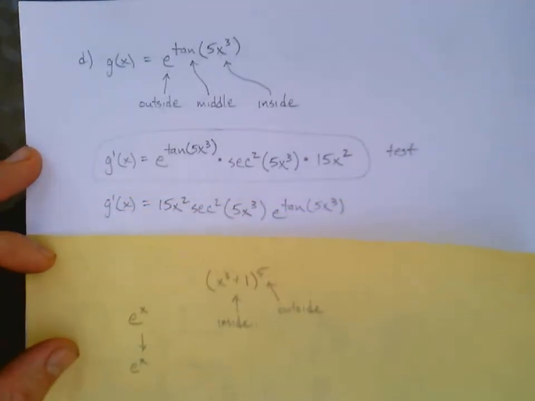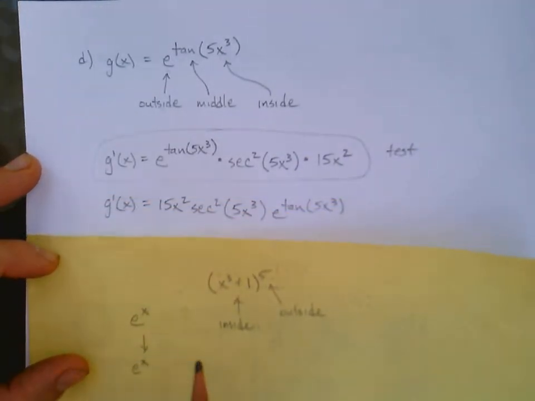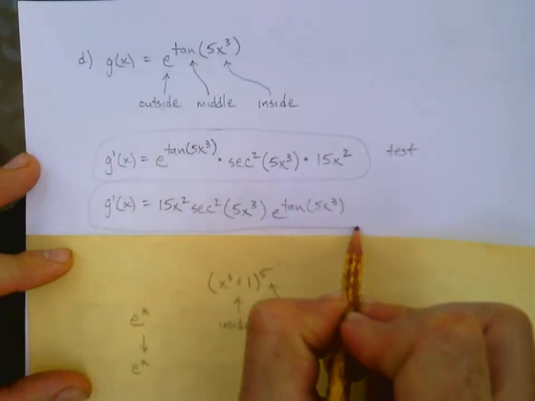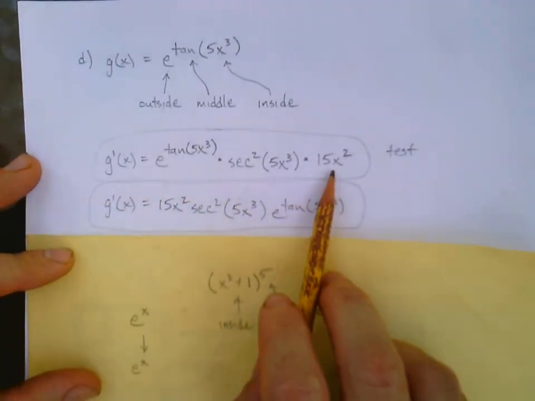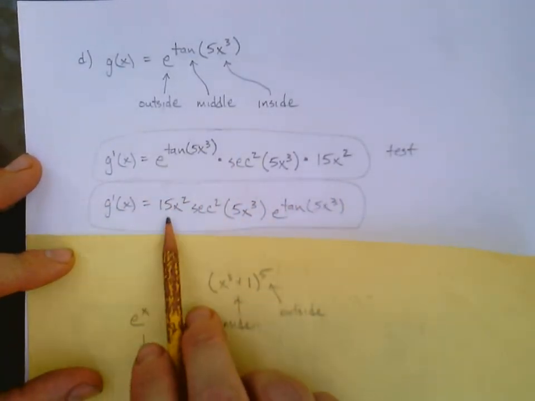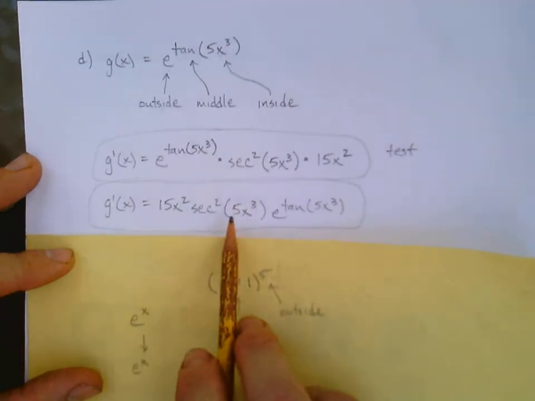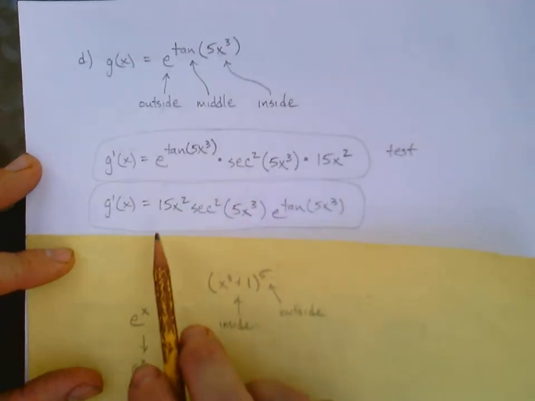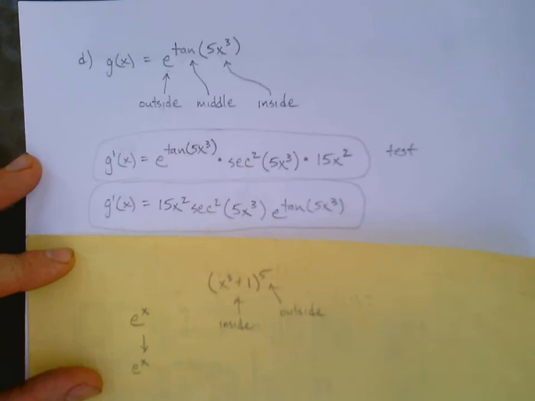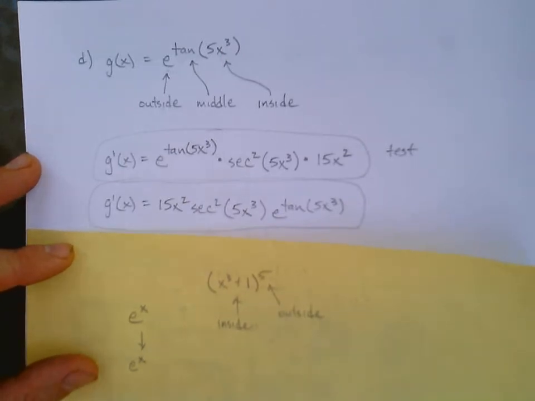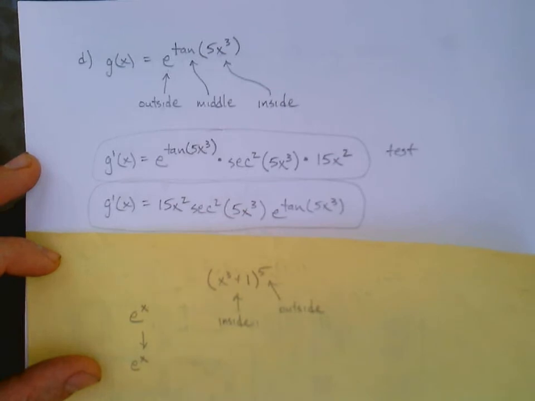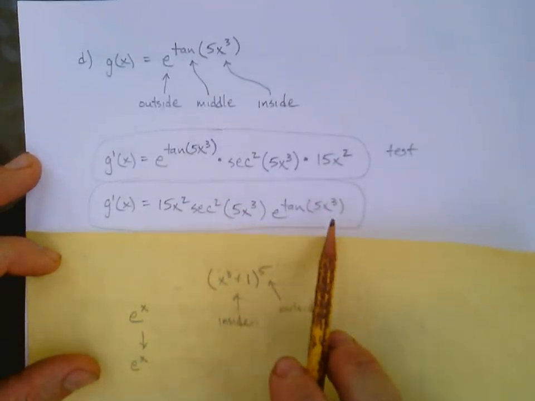I think I wrote it in a different order. In this case, we would typically put the 15x squared in the very front, then the trig function, and then the e on the very end. That's just what people have agreed to do with these three things. You would see them in this order. I don't think we can really argue it's simplified better.